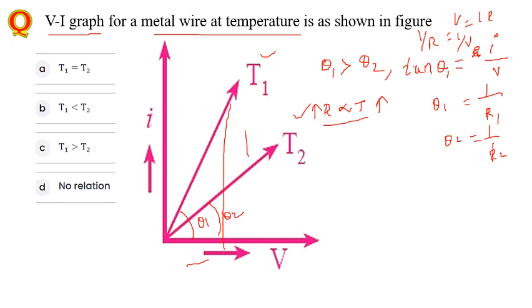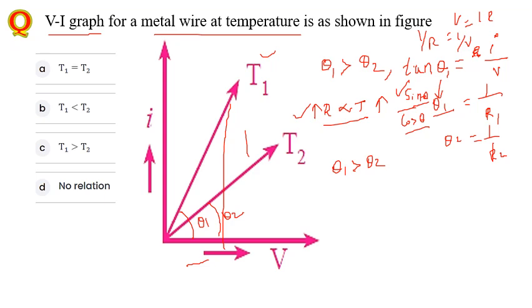For this one, you just remember R is proportional to T. We already know theta 1 is greater than theta 2 here. So this is inversely related: the slope angle and the resistance are inversely related in this case. See, tan theta can be written as sine theta divided by cos theta. If theta is very small, sine theta is equal to theta. This is one of the theorems in mathematics, and cos theta will be equal to 1. So sine theta is theta, theta divided by 1. What you are getting here is theta.